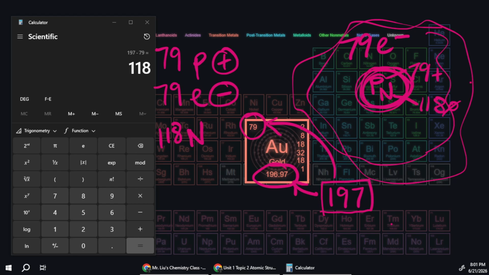Electrons are approximately 0 AMU. Okay, they don't really contribute to any weight. All right, so remember this: protons and neutrons are inside the nucleus, electrons outside. Electrons don't really weigh anything. Protons and neutrons add up to the atomic mass.